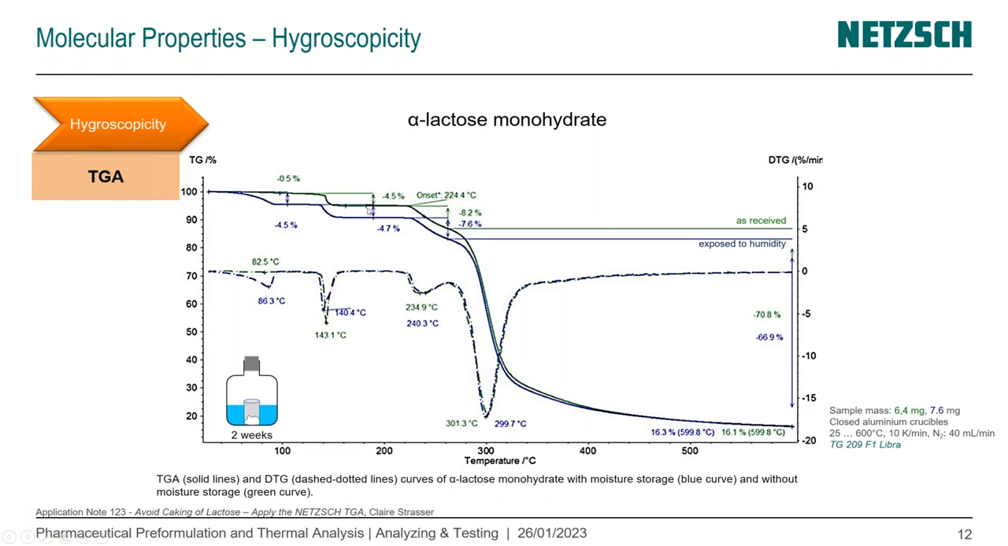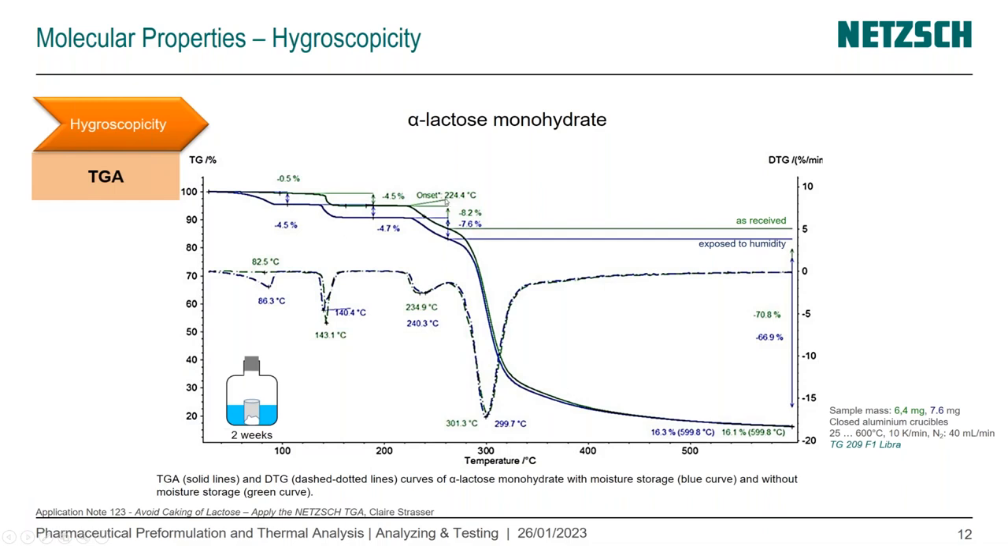The second step here is due to the release of the crystal water, which corresponds to 5% of the mass of the molecule. So it's in the range. The water content for the alpha lactose monohydrate, according to the European Pharmacopoeia, has to be between 4.5 and 5.5. So here we are in the range. And the thermal degradation has its onset here at 224 degrees C.